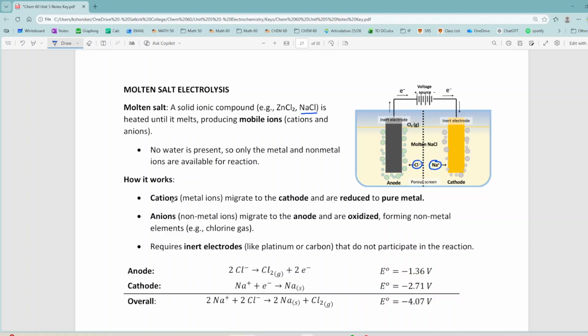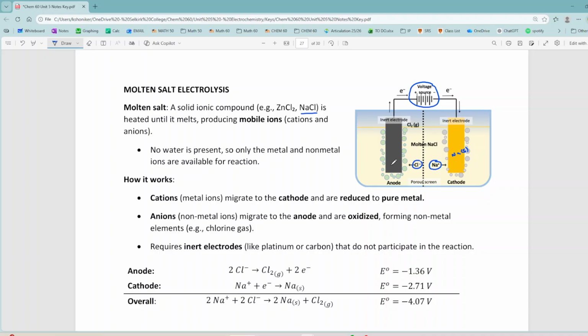How it's going to work is that the cations are going to migrate to the cathode and be reduced to form a pure metal. But the only way this is going to happen is that you get electrons from a voltage source. So you're electrifying or powering this situation so that your sodium ions can be reduced and form sodium metal on this inert electrode. The cathode doesn't have to be sodium metal. It can be any inert metal. Inert meaning that it won't break down, because you want something you can use over and over again in industrial processes.